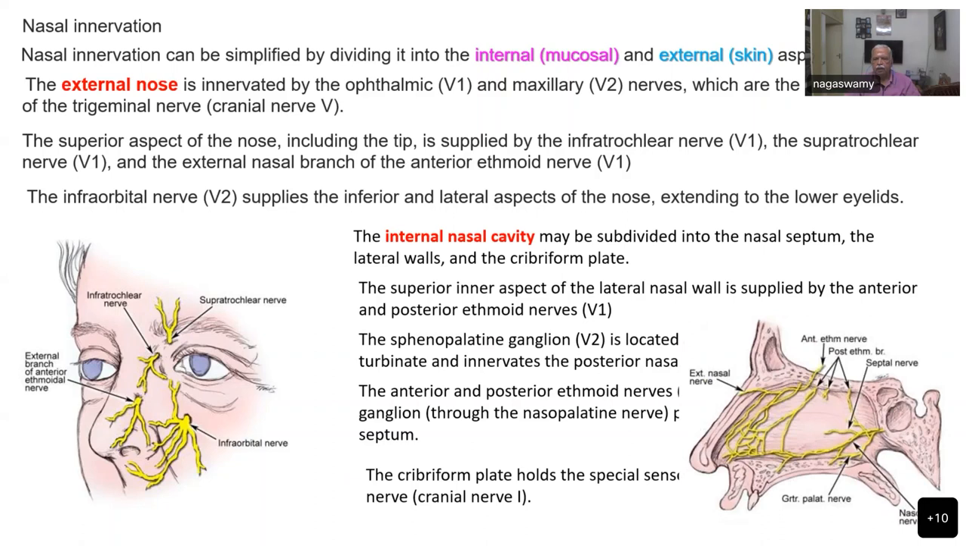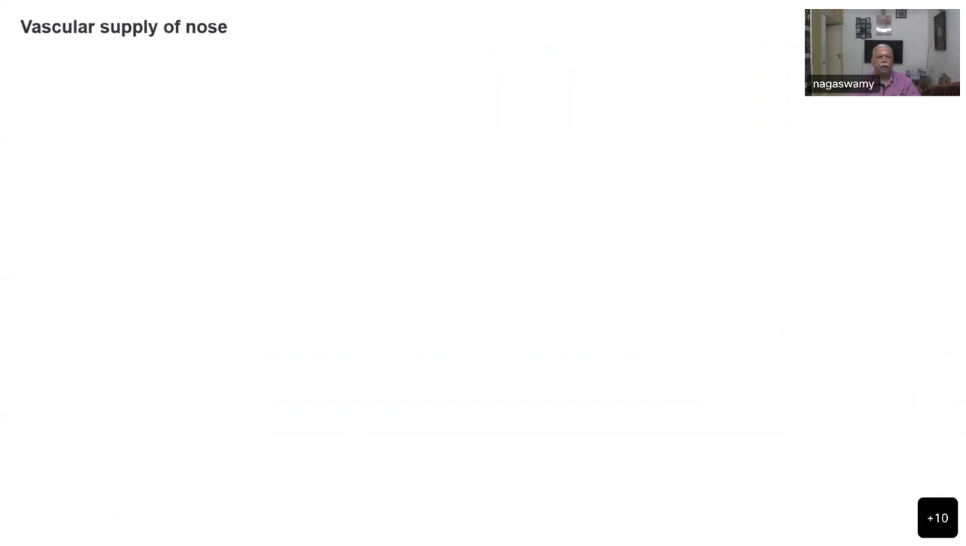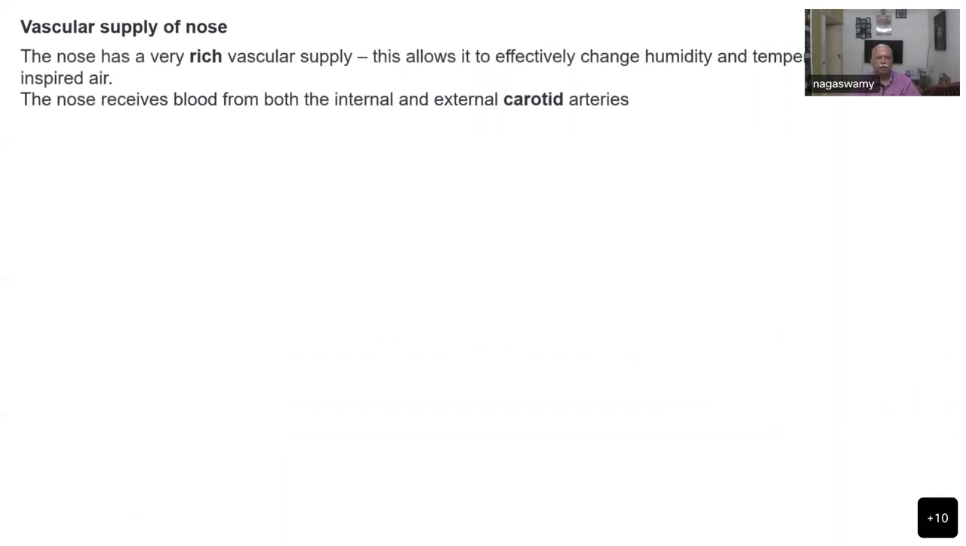So the anterior ethmoidal nerve, posterior ethmoidal branch, septal branch, nasopalatine and greater palatine, all these are supplying the septal area. Now coming to the vascular supply, it has a rich vascular supply, which allows it to effectively change the humidity and temperature, and it is from the internal and external carotid arteries. That is why any bleeding from the nose will be very profuse and profound, because of the connection between these two major vessels. And what are all the internal carotid branches?